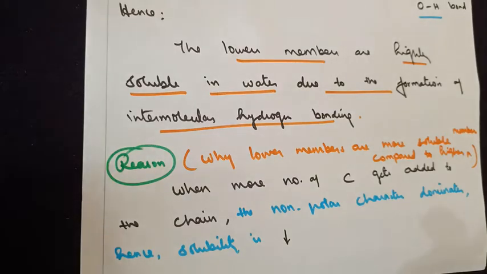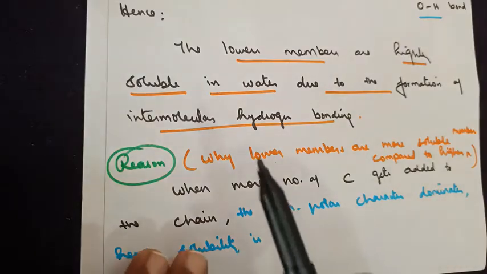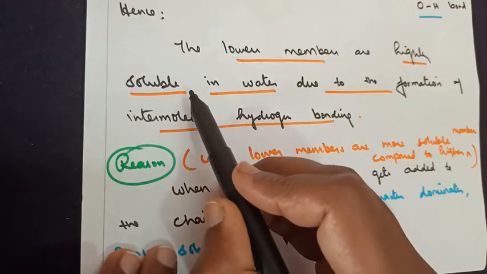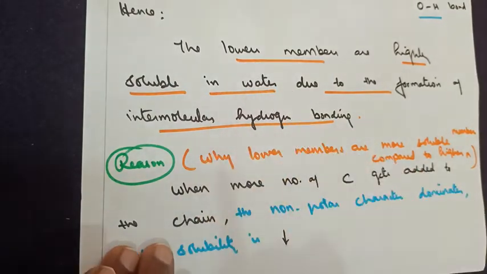Good wishes, dear students. In the previous classes, we learnt the different physical properties of the functional group of alcohol, namely boiling and melting point, intermolecular hydrogen bonding, and so on. Now, in today's class, we will learn about the solubility characteristics of the functional group of alcohol.